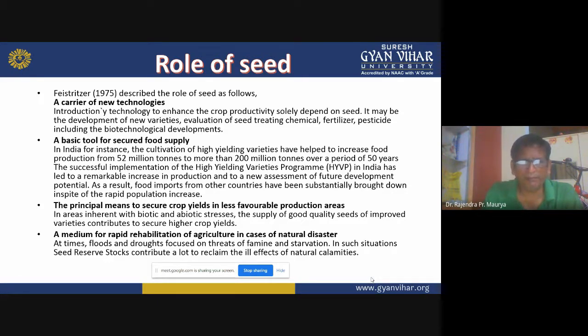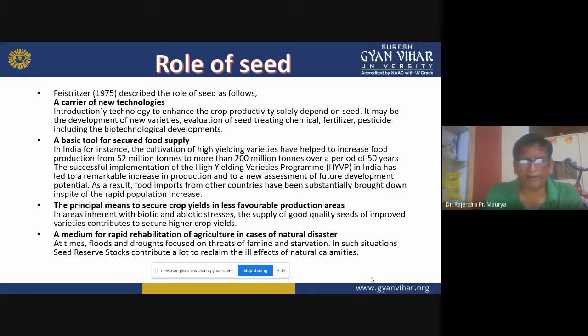The principal means to secure crop yields in less favorable production areas, in areas inherent with biotic and abiotic stresses. In terms of biotic stresses, like pathogens, insect pests, and also weeds, all these are biotic stresses. In terms of abiotic, like drought, salt tolerance, etc. The supply of good quality seeds of improved varieties contributes to securing higher crop yields.